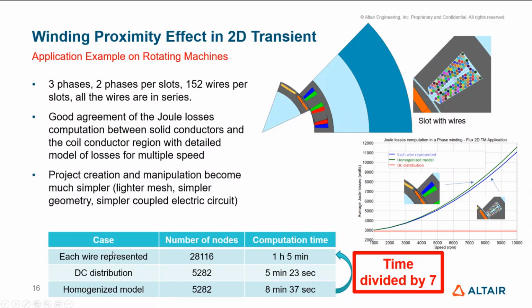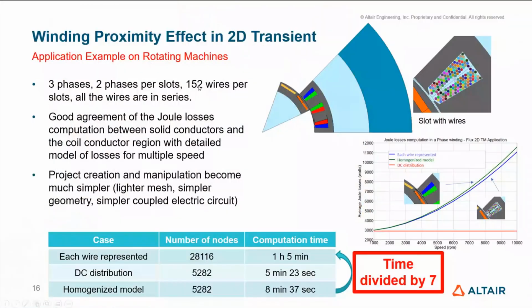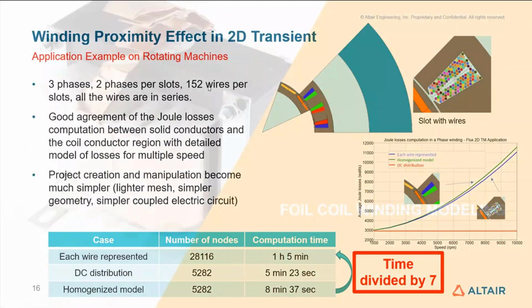And as you can see here in the comparison table, with the homogenization technology, the computation time will be divided by 7 in comparing both two models here. So this is a good progress in this kind of analysis.